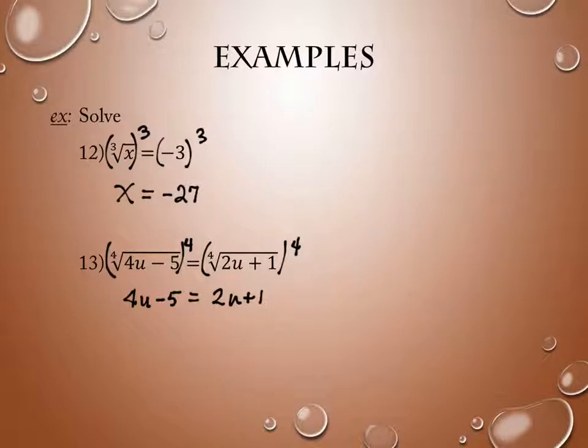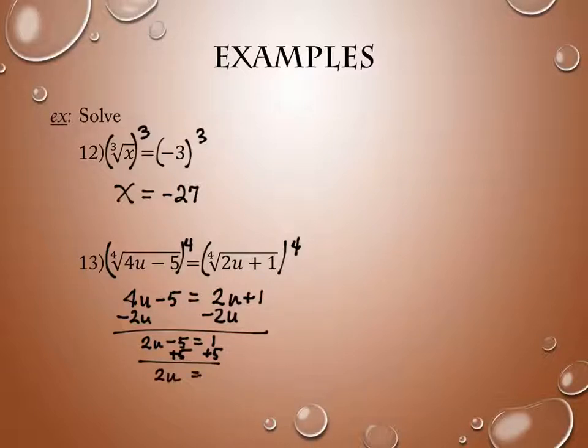Combine like terms, right? So you might want to move the 2u first. That's 2u minus 5 equals 1. Then we'd add a 5, right? So 2u equals 6. So what was u going to equal? 3. And just for the sake of reminding you how we check these, let's do a check step.